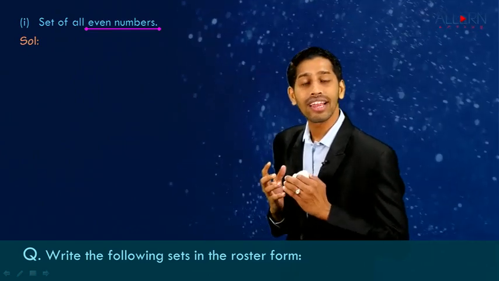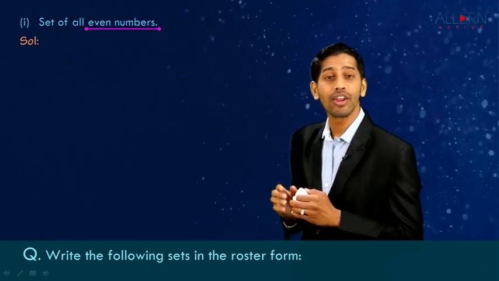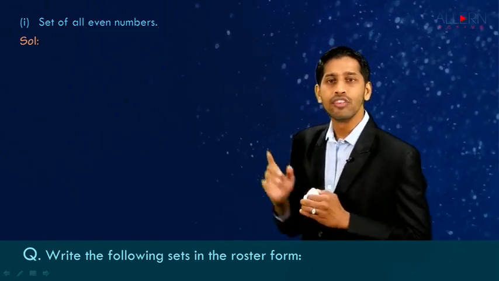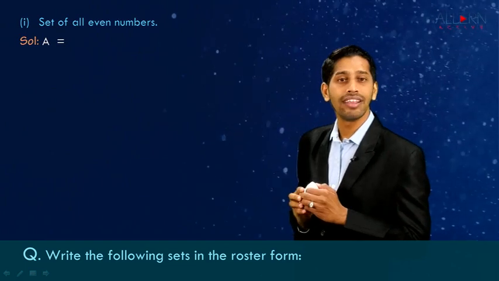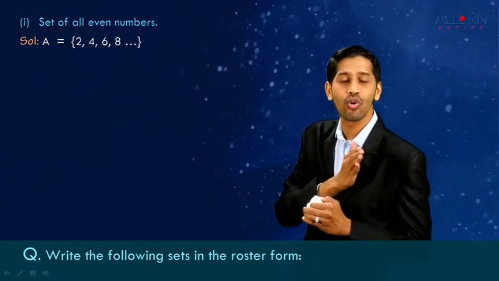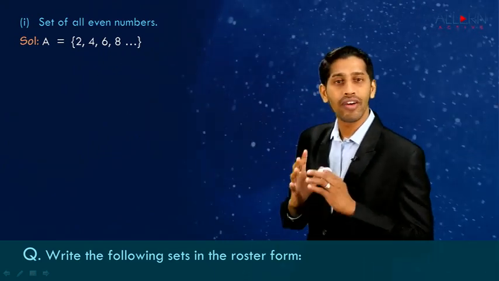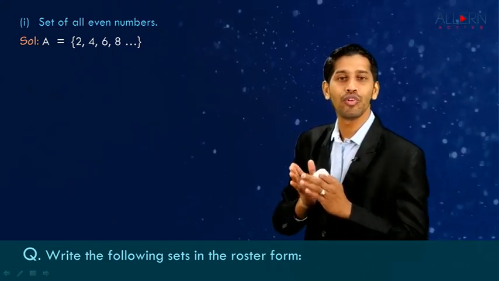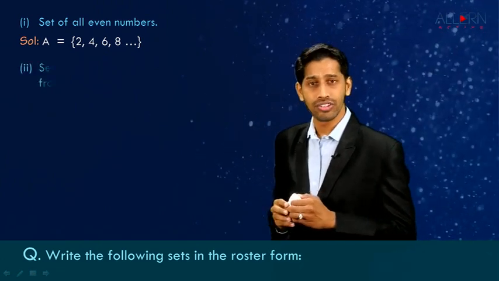So what exactly are we going to do? First of all, for this particular statement, we are going to assign a capital letter. It can be any letter. So we write A is equal to, even numbers are nothing but 2, 4, 6, 8 and so on, written in a curly bracket. So we write the final answer as A is equal to curly bracket 2, 4, 6, 8, dot. Let's take another question.